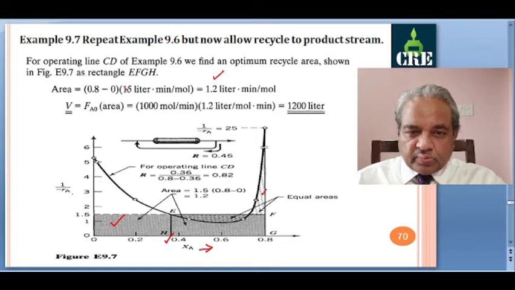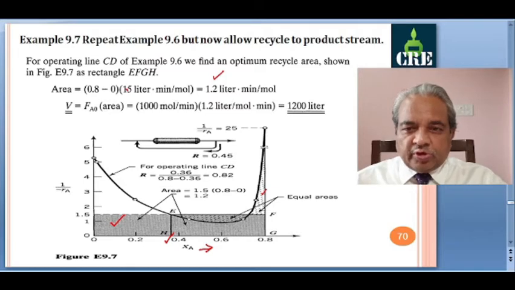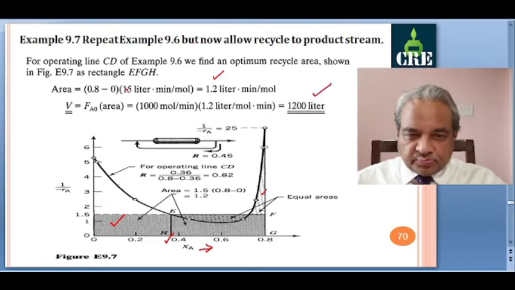Okay, so this will have the units of 1 upon minus RA. This is dimensionless. So V is FA0 into area. FA0 is 1000 into area is 1.2. So this comes out to be 1200 liters. Okay. So this recycle stream is similar to or equivalent to if you use mixed flow reactor.